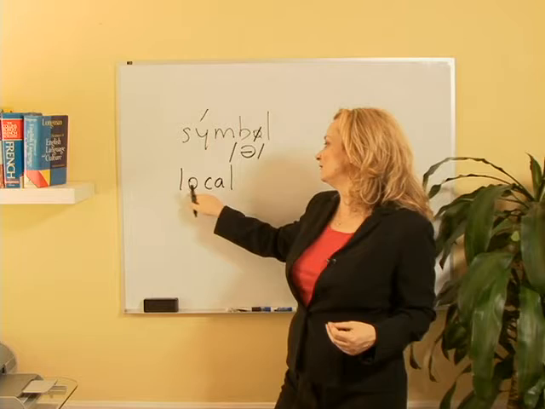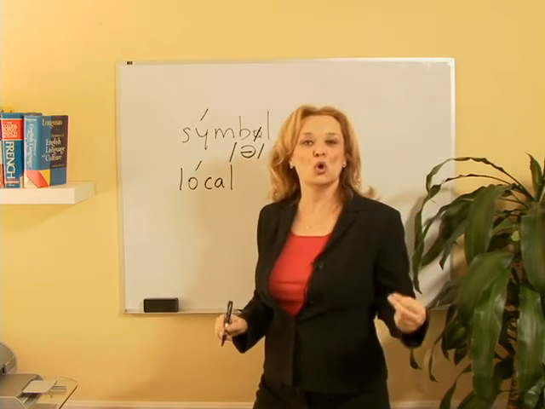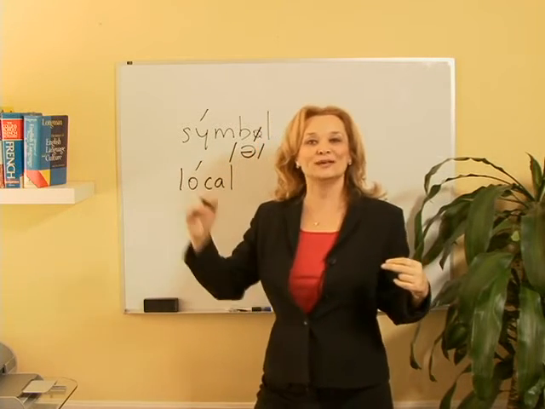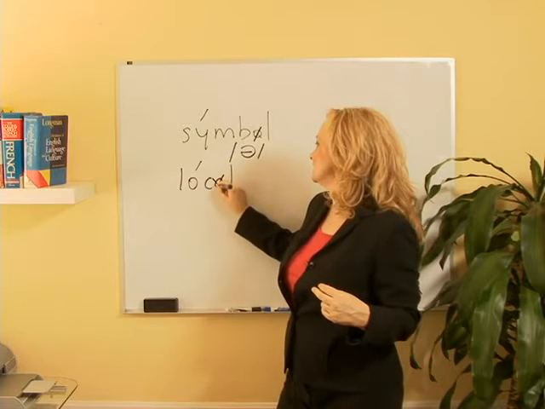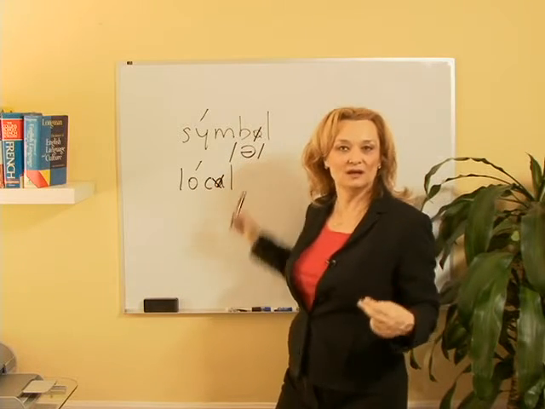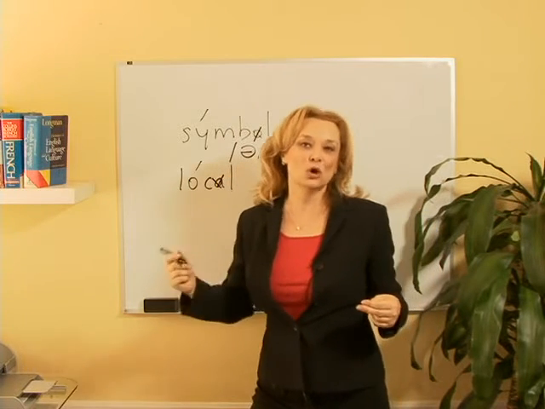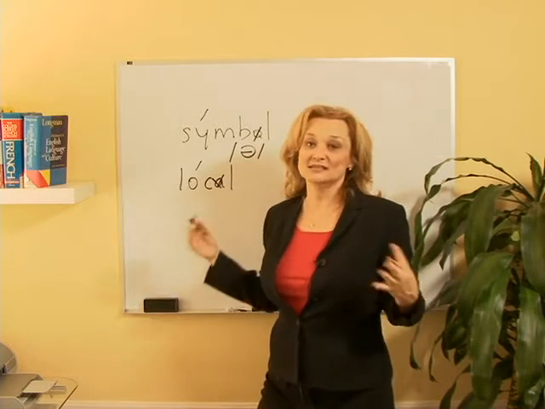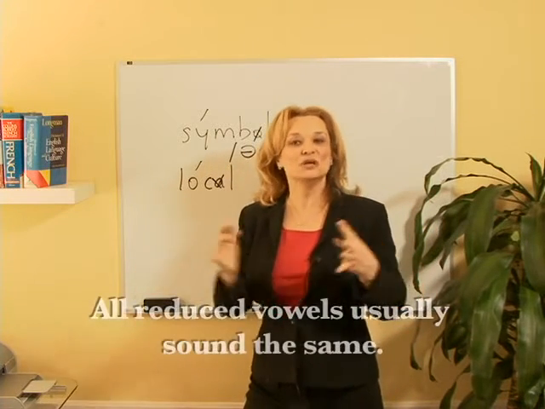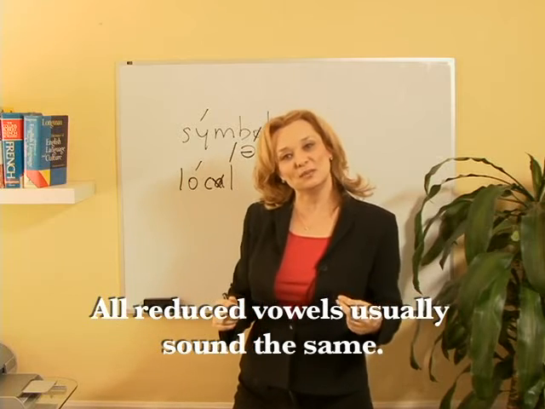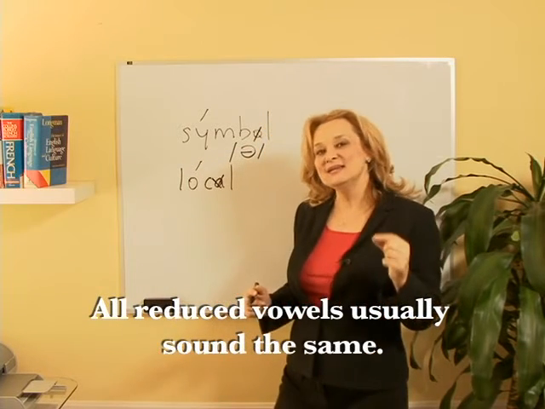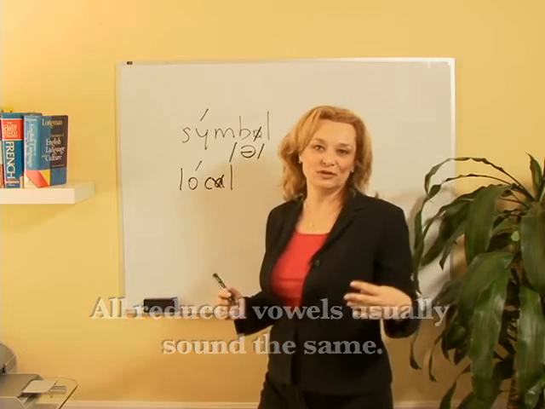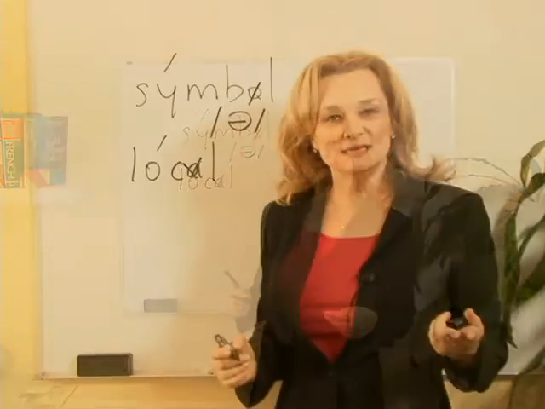we stress the first syllable here, low, but we don't say local. We reduce the second syllable and it becomes local. So you see OL and AL sound exactly the same because they're both reduced syllables. So any vowel can sound like a schwa when it's part of the reduced syllable. Let's look at another word.